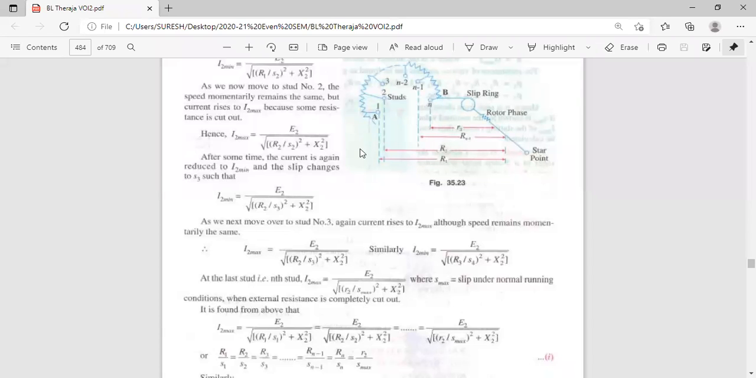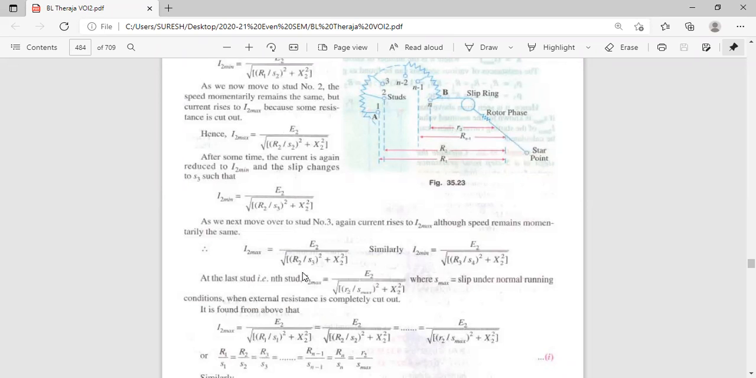When we move the contact to position n, I2 max is equal to E2 by square root of R2 by S max whole square plus X2 square. What is the resistance in between n and this? Here it is minimum. If this is the maximum, this point is minimum.